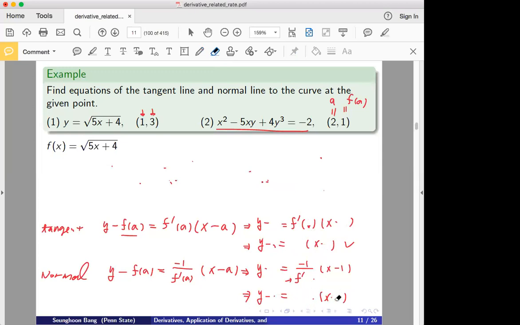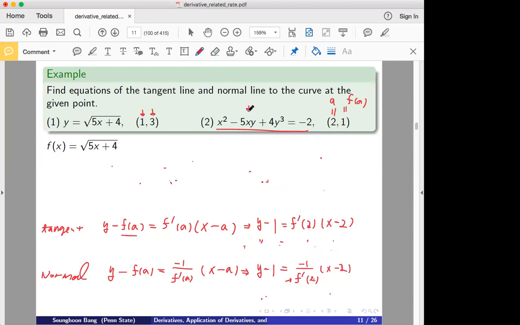This one. So what's that? Here, you can plug A into here. A is 2. A is 2, F of A is 1. This is 2, this is 2. So like this. So how can you find F prime of 2?